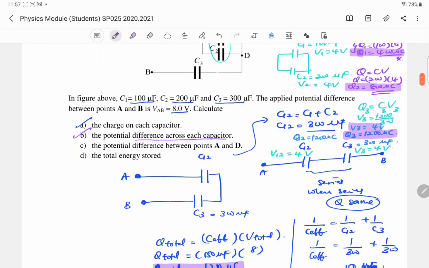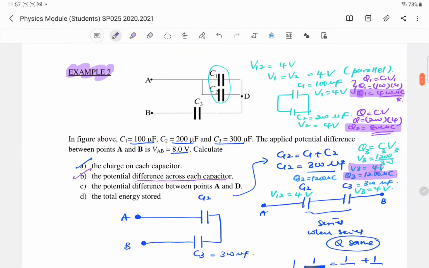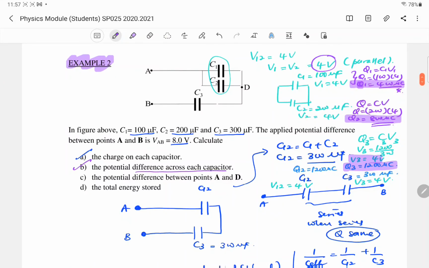Okay. B, the potential difference across capacitor. We already got it just now. V1 and V2 is 4 volt, and V3 is also 4 volt from here. The potential difference between point A and D. Okay, point A and D. So here at V12. Okay, so this one is V12 is 4 volt.